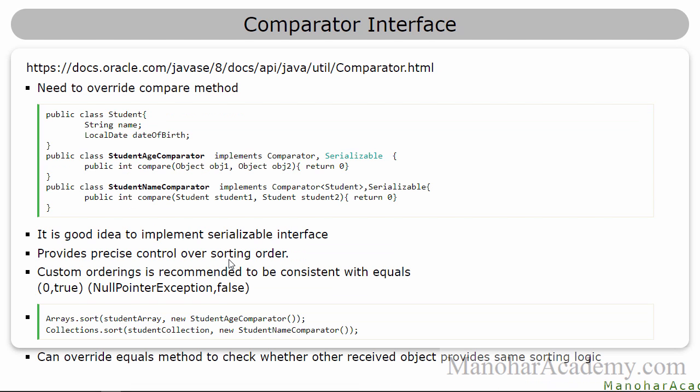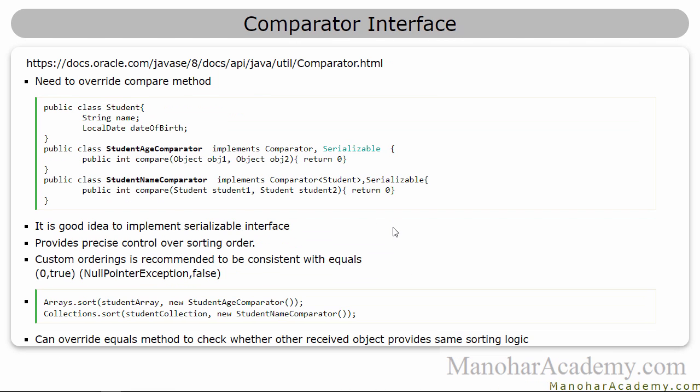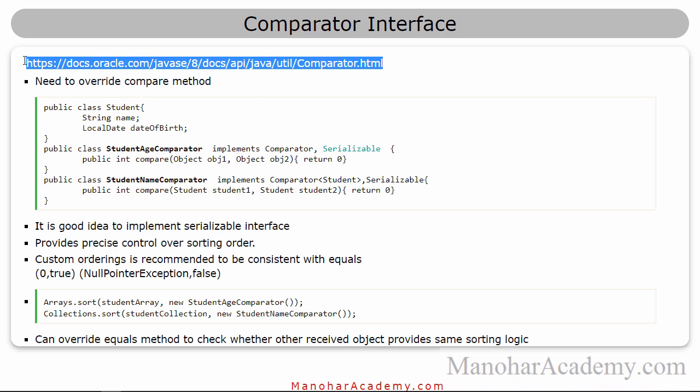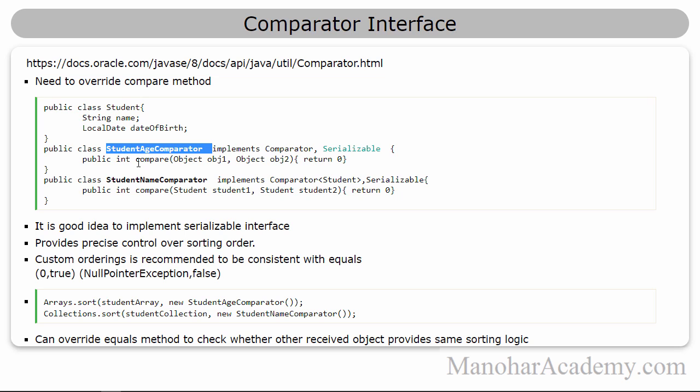We have already seen this one as well, but let's discuss the Comparator. You can find it here and read more about it here. In the case of implementing Comparator, we are going to override the compare method. The other thing is, we are going to create a different class that implements this Comparator interface.